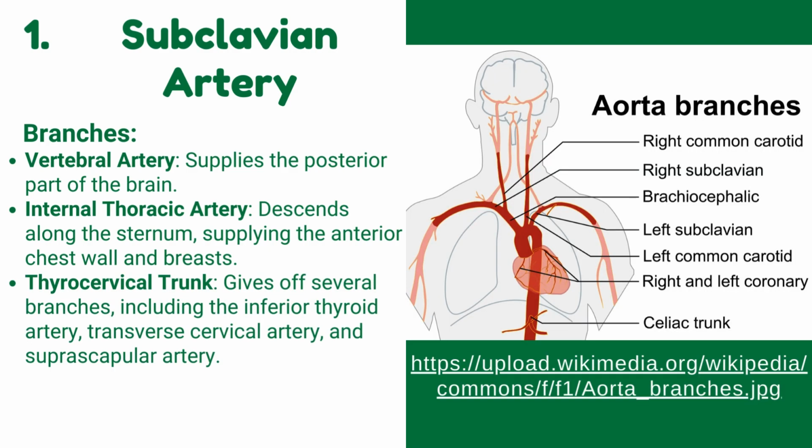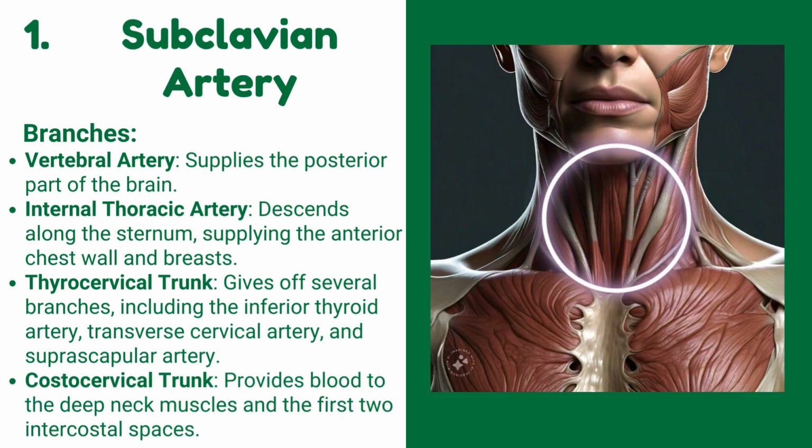Thyrocervical trunk gives off several branches, including the inferior thyroid artery, transverse cervical artery, and suprascapular artery. Costocervical trunk provides blood to the deep neck muscles and the first 2 intercostal spaces.